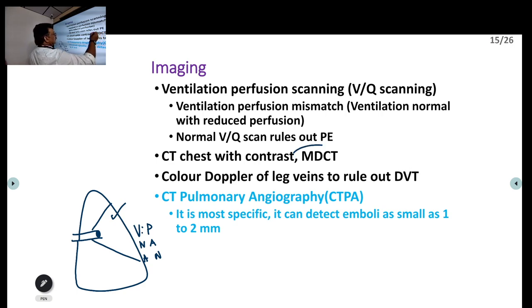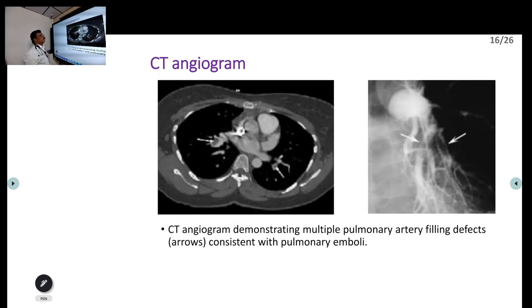Now MDCT chest can be done. Doppler of the leg veins is very important; with Doppler, you can rule out DVT. CT pulmonary angiogram is the gold standard test for pulmonary embolism that has to be done. So you can see here CT angiogram showing multiple pulmonary artery filling defects. This much area is not perfused properly. So that is filling defect, that is consistent with pulmonary embolism. Here also you can see the thrombus.